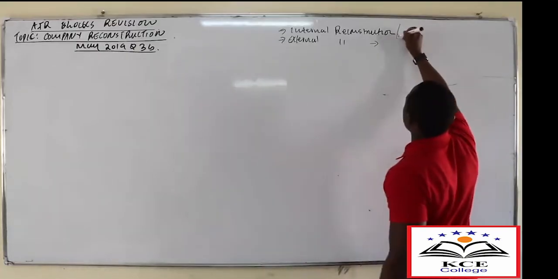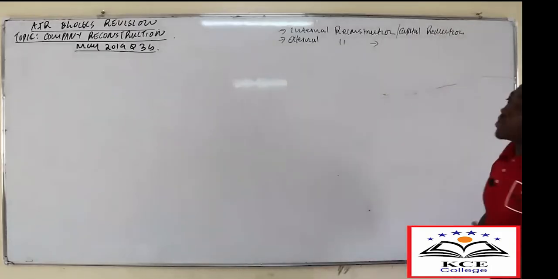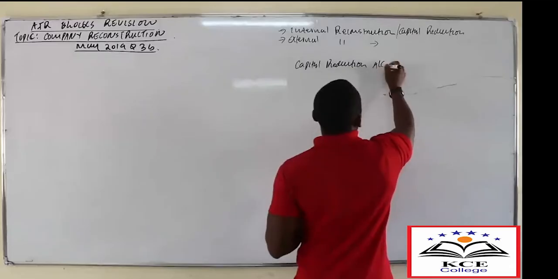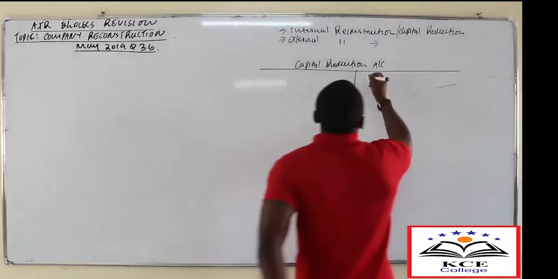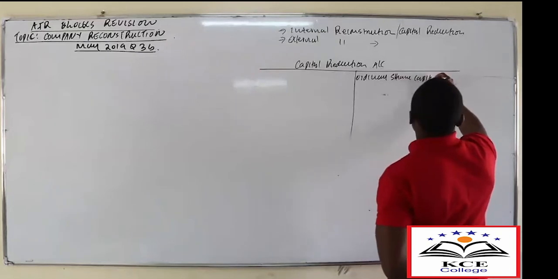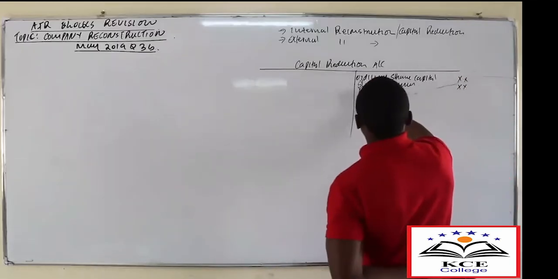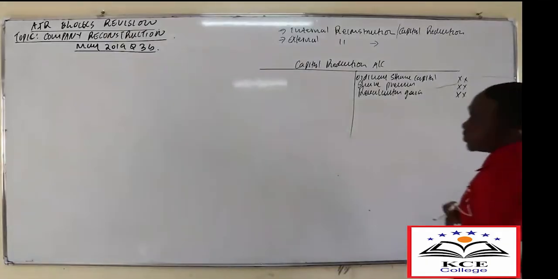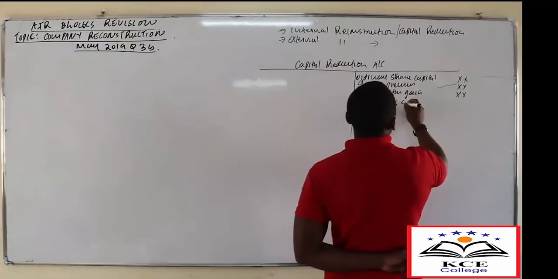Then we say that internal reconstruction is the same as capital reduction, also known as the capital reduction scheme. Under the capital reduction scheme, how do we prepare the capital reduction account? On the credit side, you bring what the shareholders and the debt holders sacrificed. So you bring the ordinary share capital, that's what the shareholders sacrificed, also share premium, also revaluation gains, and anything else that the debt holders, for example the preference shareholders and the creditors, sacrificed.